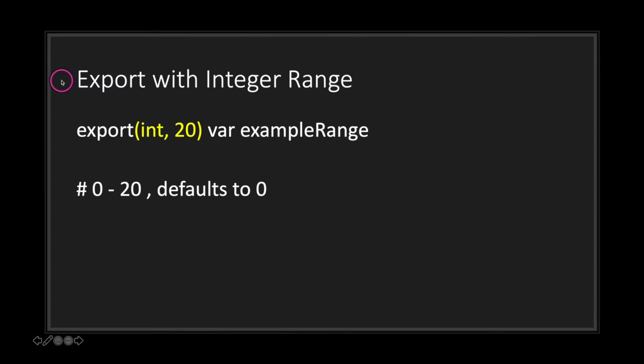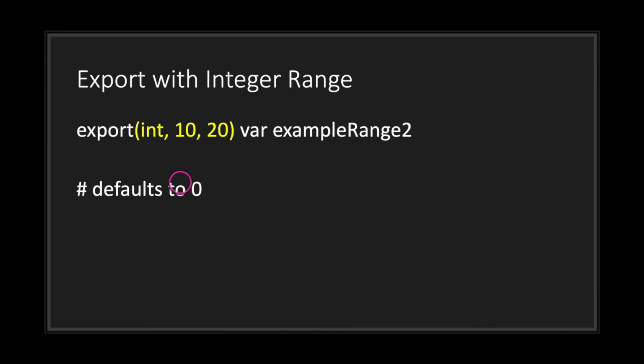We can export integers with a range of values shown in the Godot editor. Simply put in the parameter the int keyword, followed by the max range value. In this case, our max range is 20. When we declare this, we are saying we want a value from 0 to 20. And of course, since we did not assign a value, we default to 0.